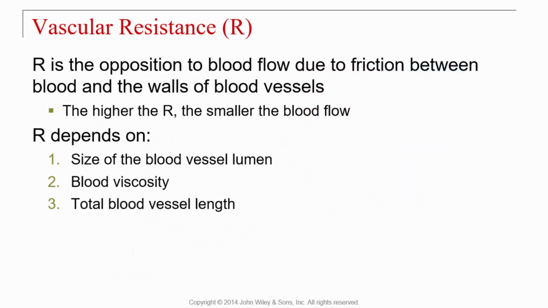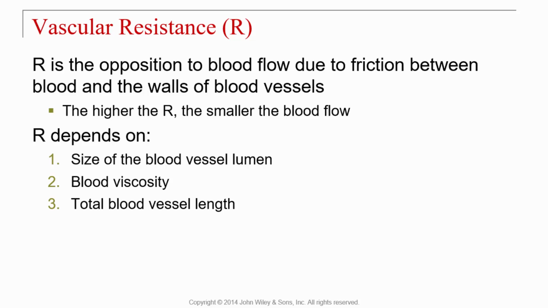Vascular resistance. Now, resistance is the opposition to blood flow due to friction between blood and the walls of the blood vessel. The higher the restriction, the smaller the blood flow. And resistance depends on the size of the blood vessel lumen, blood viscosity, and the total vessel length. So the size of the blood vessel lumen. How big of an opening is it?